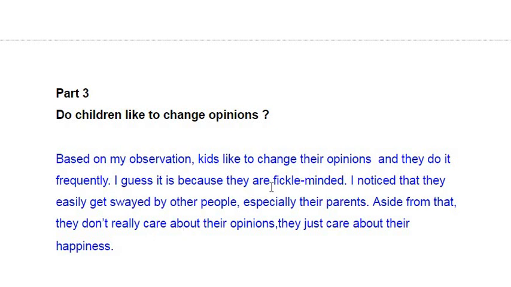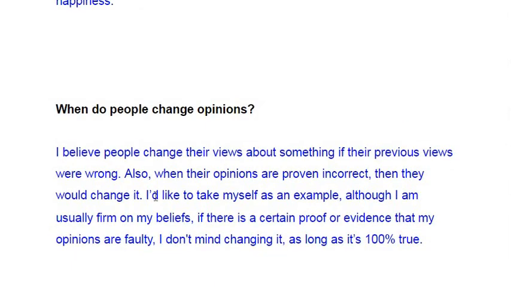Okay? By the way, fickle minded, this is a good word. It means not constant. Okay, so children most of the time are not constant, right? So today they might like this toy, but after a few minutes, they get tired of their toys, right? So they easily get swayed by other people. Now let's move on to the next question. When do people change opinions?